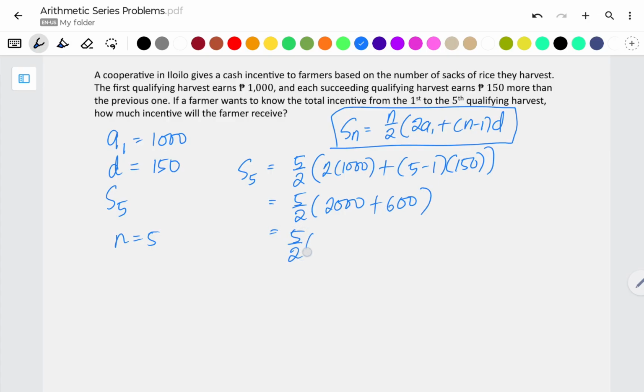So that is 5 halves of 2,600. Can cancel 2, that will give us 1,300. 5 times 1,300 is 6,500. So the answer here is 6,500 pesos.